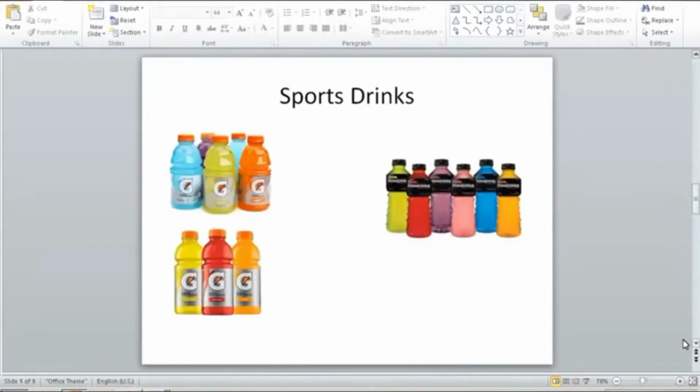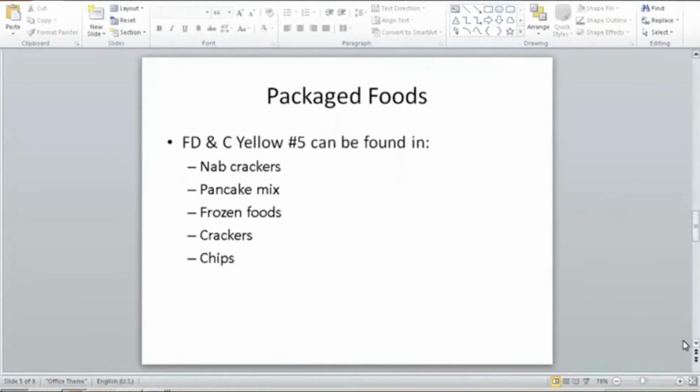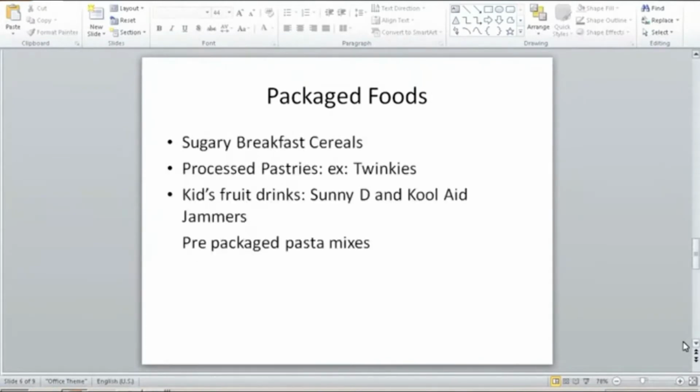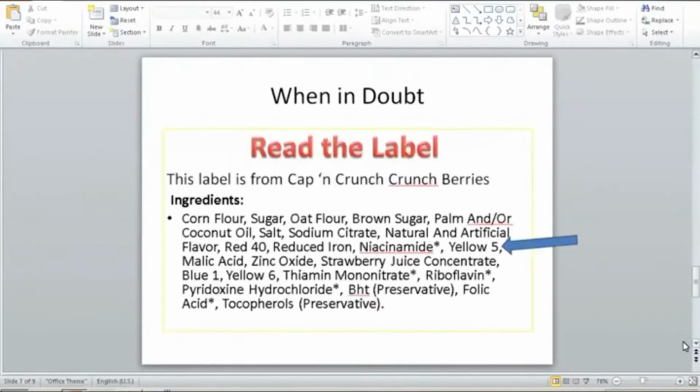Sports drinks, unfortunately, if you see a color, more than likely there's going to be a food dye in it, an artificial food dye, and you're looking specifically for yellow 5, but I urge you to start cutting out all food dyes in general. The wide variety of packaged foods that contain yellow number 5 are Nabisco crackers, pancake mix, frozen foods, chips, crackers, breakfast cereals, Twinkies, your kids' fruit drinks, packaged pasta mixes.